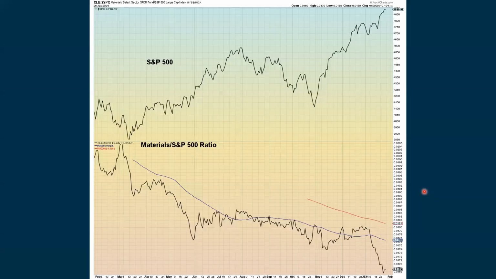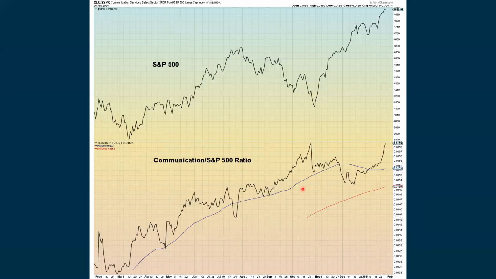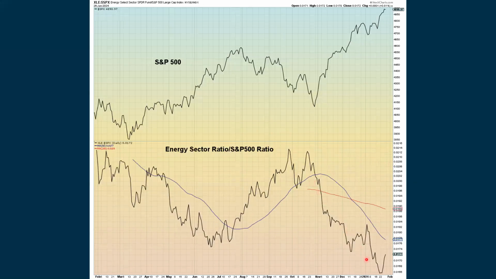Then we look at different sectors. We compare 11 different sectors in the S&P with the S&P itself. And this is showing how materials are underperforming the S&P. Communication has been one of the stronger areas, and that's continuing to outperform. The energy sector has been underperforming, even though it bounced back up as oil bounced this past week.